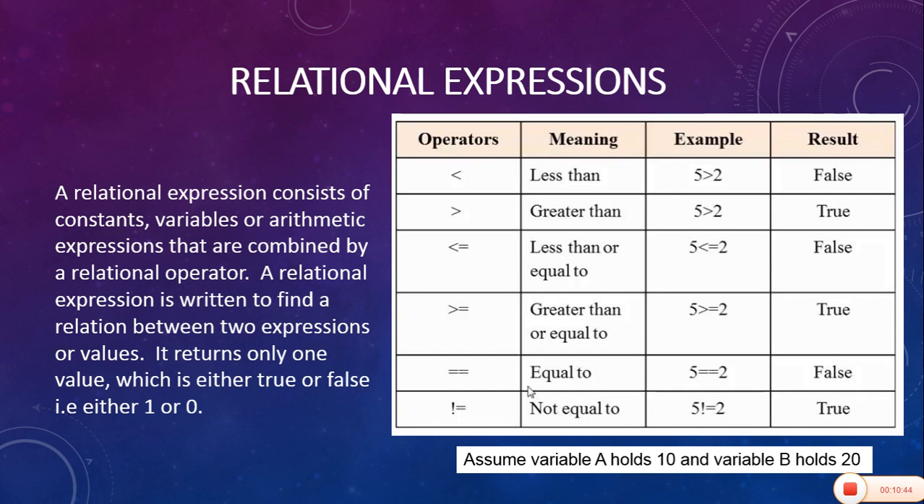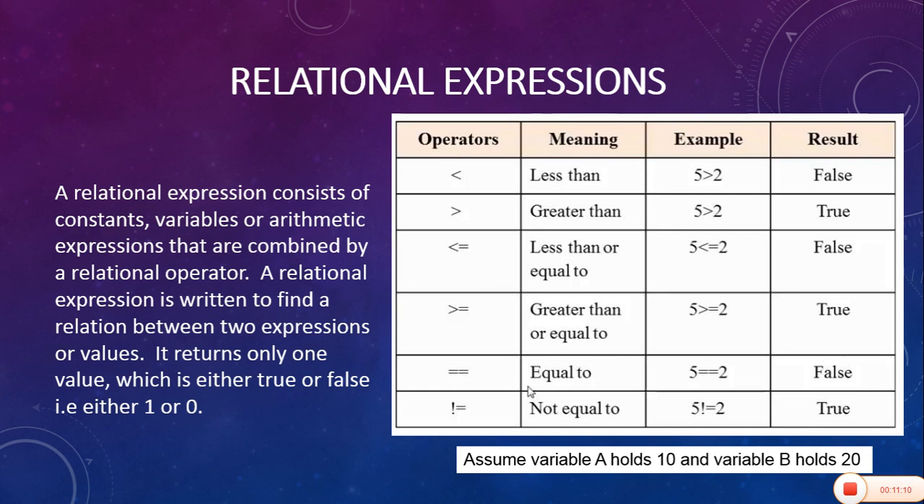And the other, less than or equal to, means either the value is less than or it is equal. So in both cases the answer will be true. Here, 5 less than or equal to 2: neither is 5 less than 2 nor is 5 equal to 2. So this condition is false.